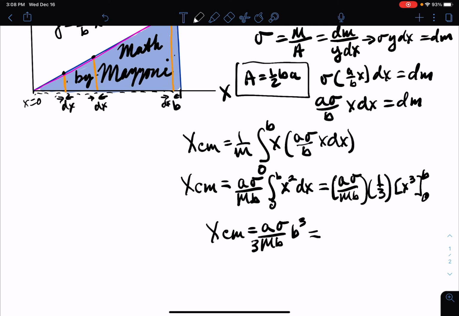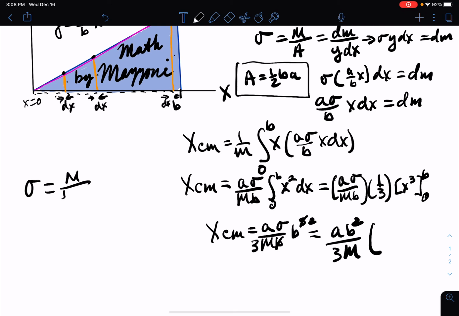So how does that help us? Well, we can simplify a few things. Notice that one of the b's cancels, so now it's b squared. So that's a. And here's the thing. I need to group the a, the b squared, the 3 over m together, because we need to revisit our original definition of sigma. Sigma was the total mass divided by the total area, which we said was 1/2 the base times the height, which is 1/2 a b times a. So that was the total mass divided by 1/2 the base times the height.